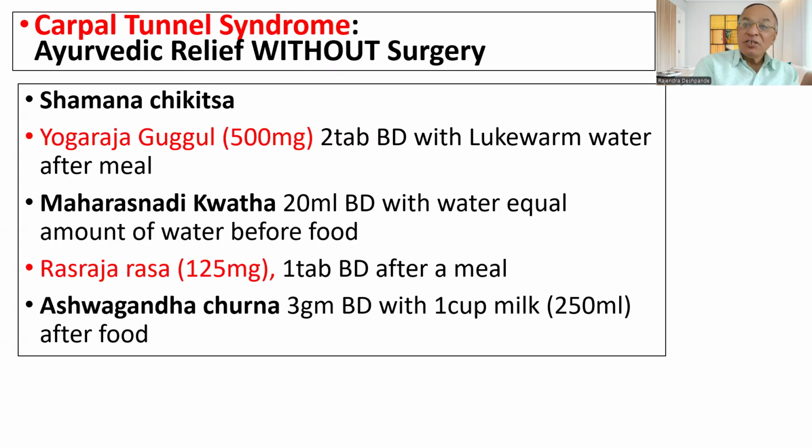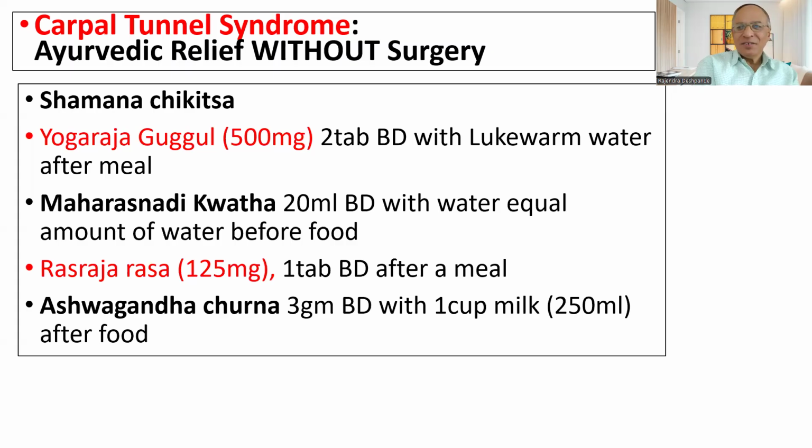Then Shamana Chikitsa, internal palliative treatment. What was the Shamana Chikitsa? First, tablet Yogaraja Guggulu, 500 milligram, 2 tablets morning and evening with lukewarm water, after lunch and after dinner. Then Maharasnadi Kwath. Kwath means decoction.